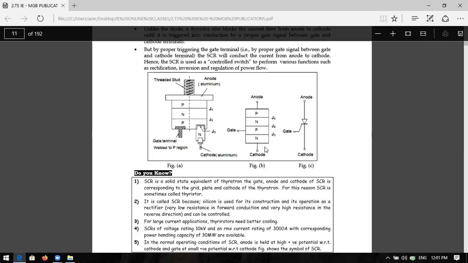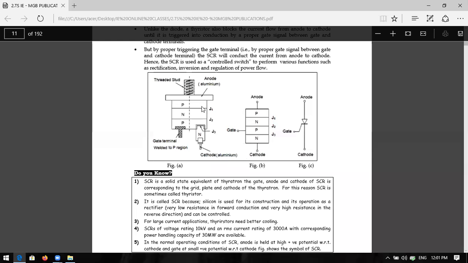P1, N1, P2, N2. The second P is where you take the gate terminal. The first P is the anode, and the last N is the cathode. In between we have junctions: P to N, one junction J1; N to P, two layers, one junction J2; P to N, one junction J3. Like this you can symbolize it.